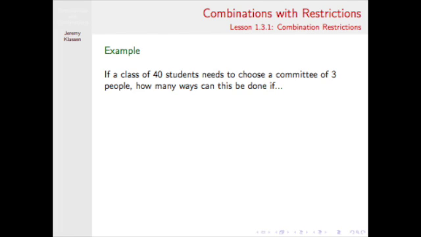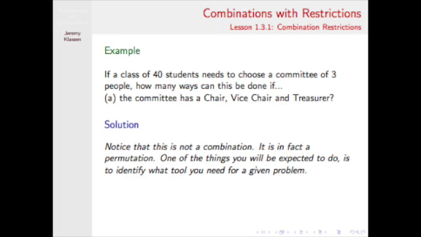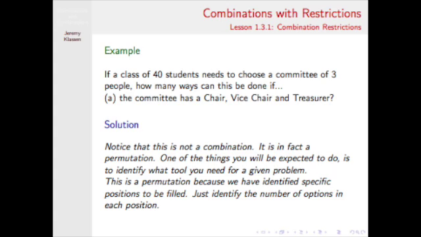So here's our first example. If a class of 40 students needs to choose a committee of 3 people, how many ways can this be done if the committee has a chair, a vice chair, and a treasurer? Now notice immediately that this is not a combination problem, and in fact it is a permutation. And that's one of the things that we're going to expect you to do. As soon as we've identified position, this is not a combination problem. You need to be on the lookout for that. Anytime that you have specific positions that you need to fill, it is a permutation.